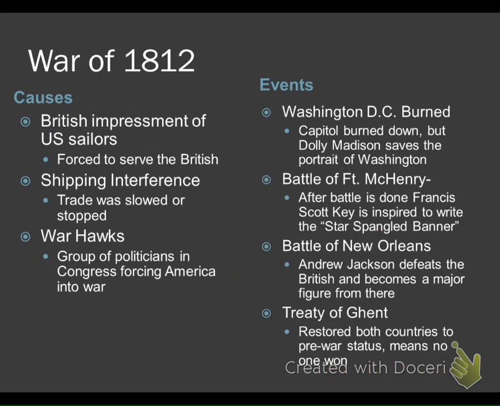The events of the war. First of all, Washington, D.C. was burned down. The Capitol was burned down. But remember, Dolly Madison, the wife of President James Madison, saved many things from the White House, including the portrait of Washington.